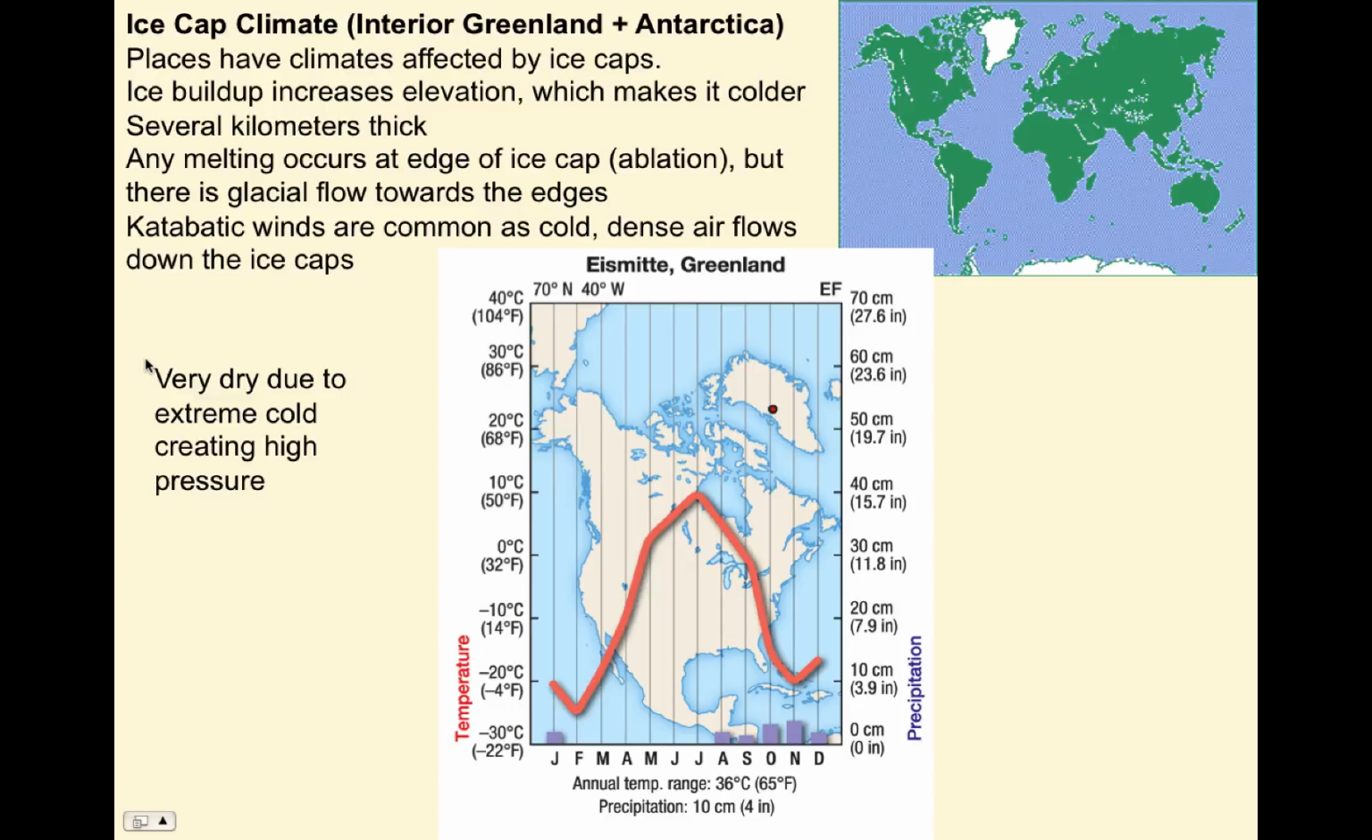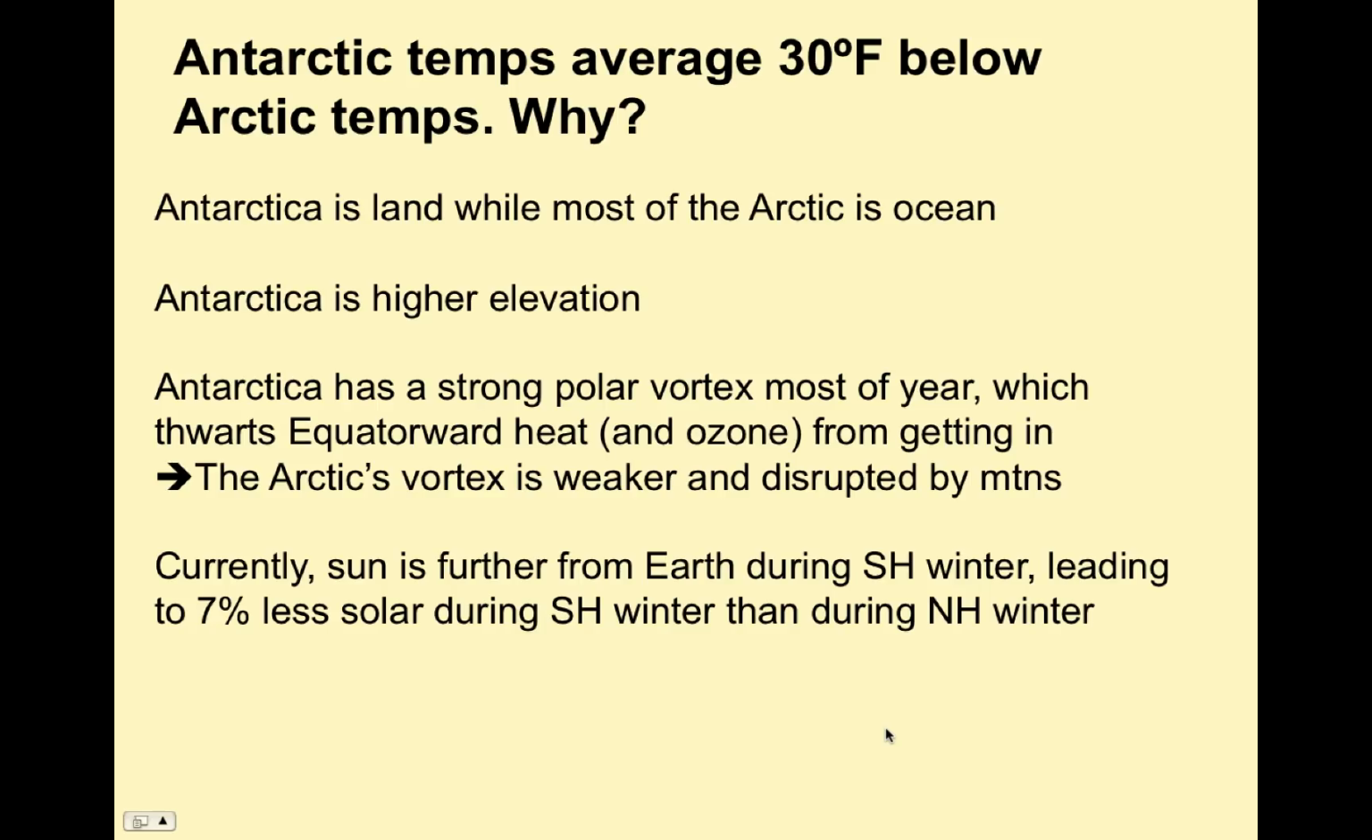As you go towards the interior of these ice caps, it gets drier and drier because it gets colder and colder, and the saturation vapor pressure must decrease, which means you can't hold as much moisture. Here we're looking at coastal Greenland. It gets above freezing very briefly during their summer, and then well below freezing for the rest of the year. So the Antarctic temperatures average about 30 degrees Fahrenheit below the Arctic temperatures.